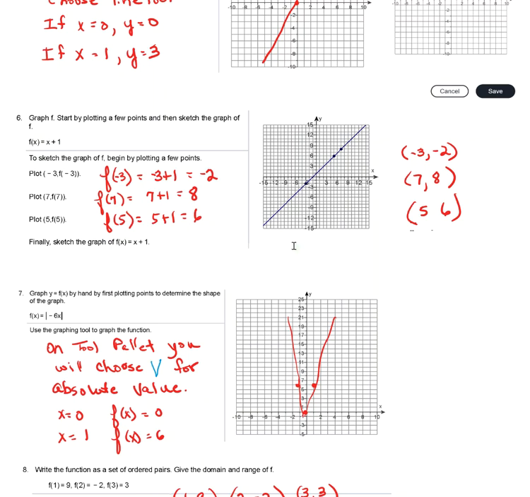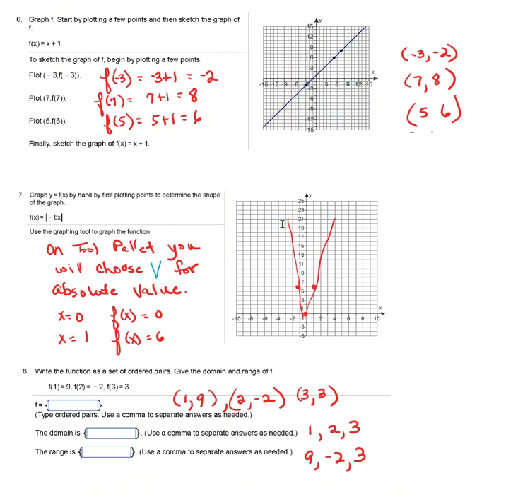So the difference is you're not picking your x's. They give you the x's. You'll find your y's, and you will plot negative 3, negative 2, 7 and 8, 5 and 6, and when you get those 3, they will connect, and there will be your line.